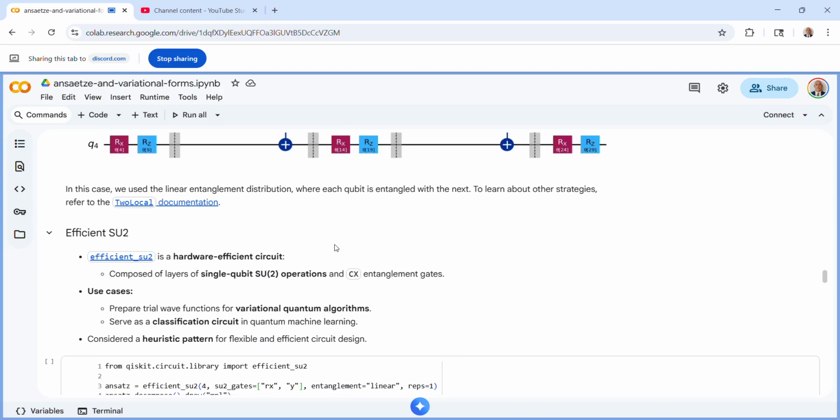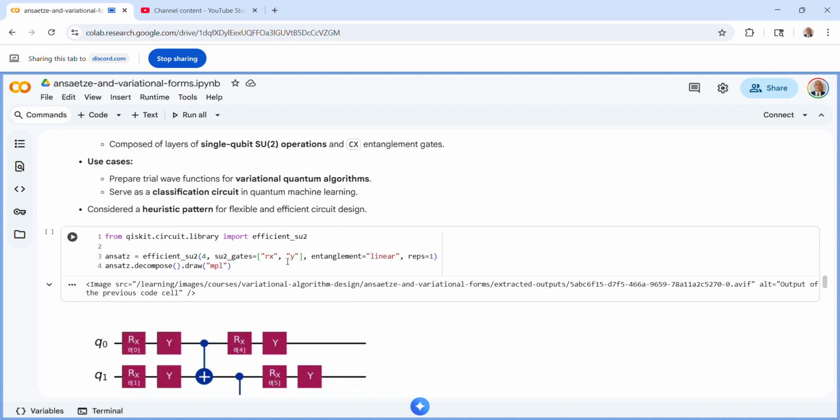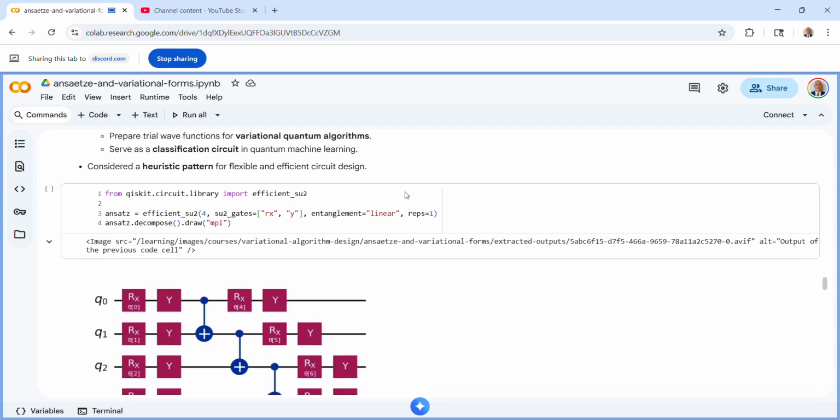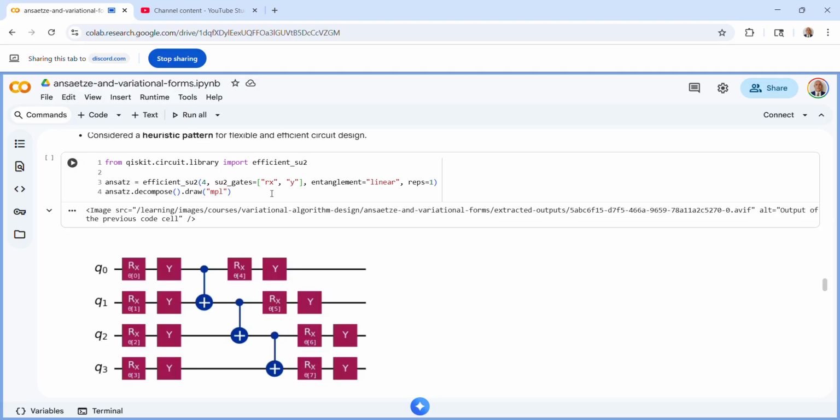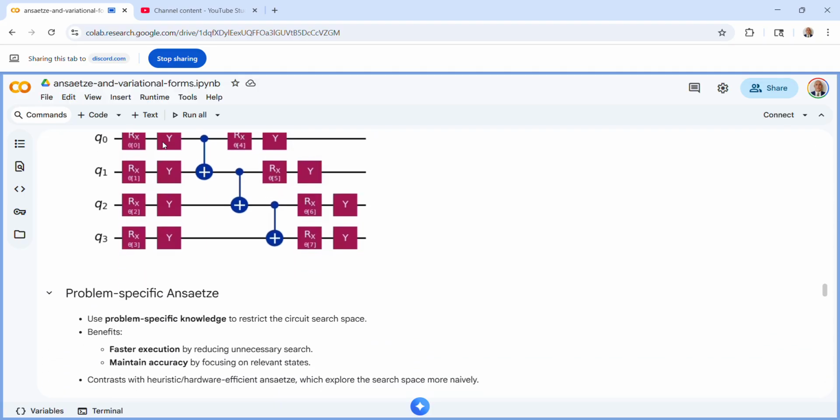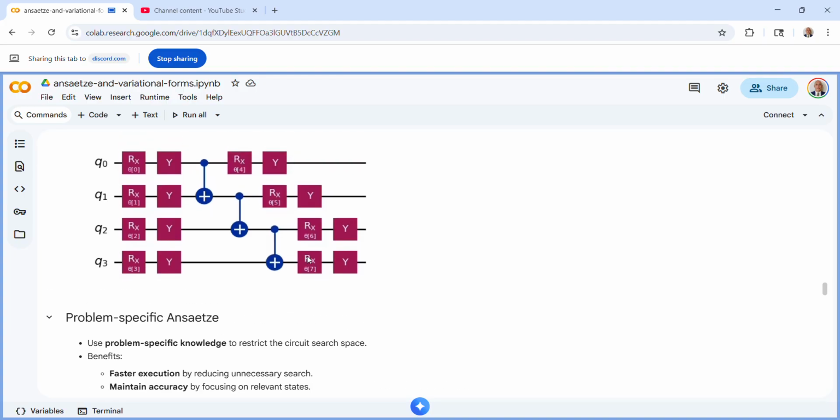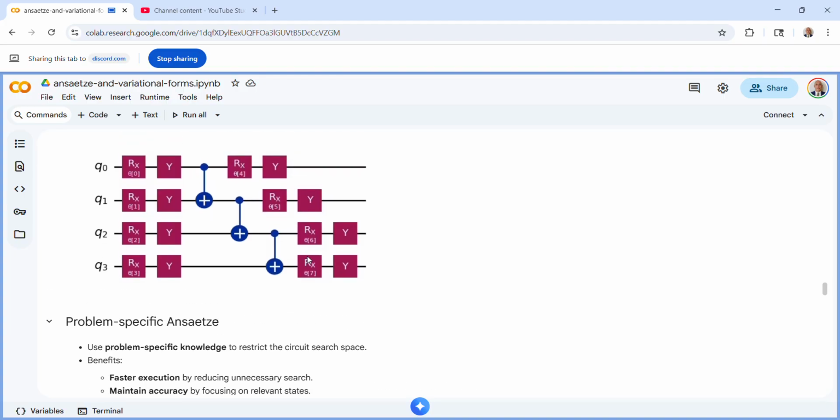Another efficient circuit type that we'll see is SU2, which is a class of gate. I can designate my SU2 to have 4 qubits. I'm going to use Rx and Y gates and provide linear entanglement, and I'll end up with a circuit that looks like this, where I still have these theta parameters that I'm learning and updating, but still a relatively shallow circuit for having 4 qubits.